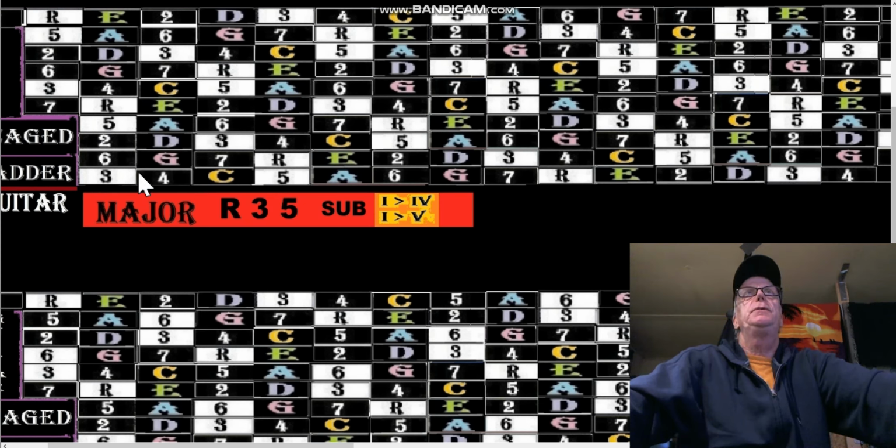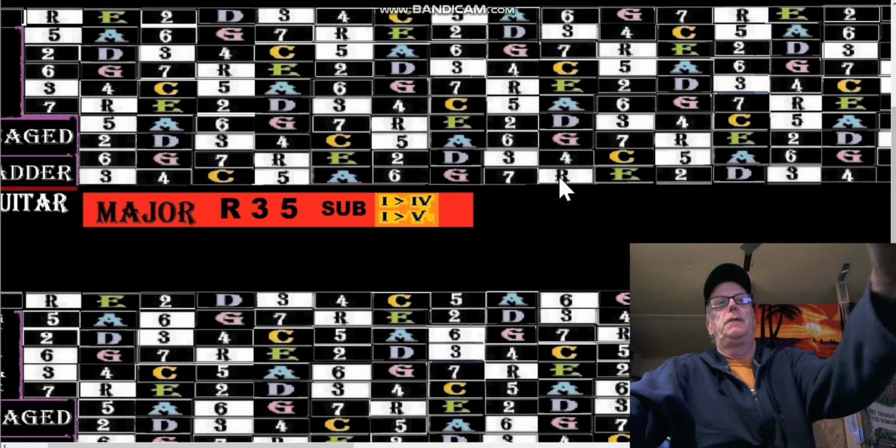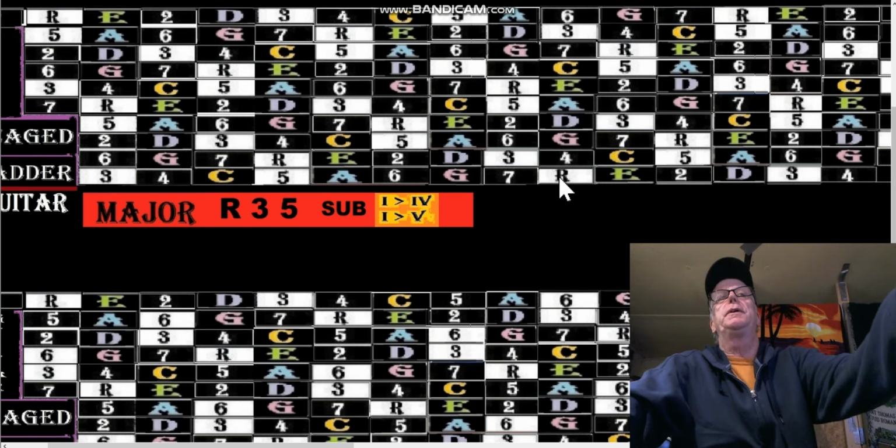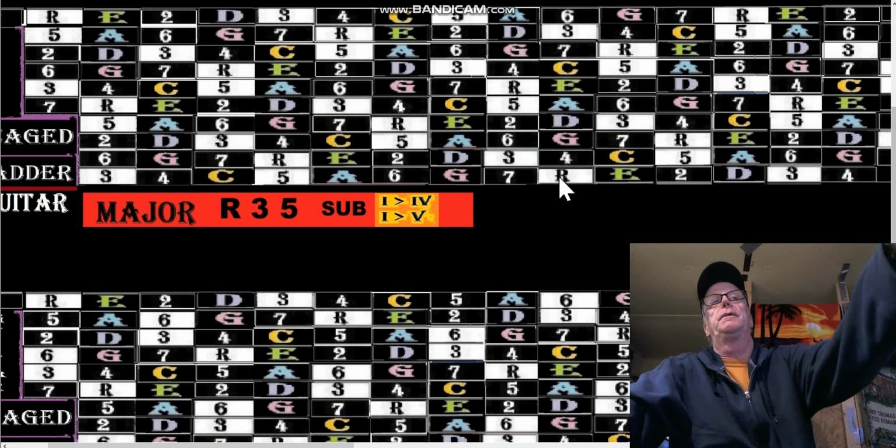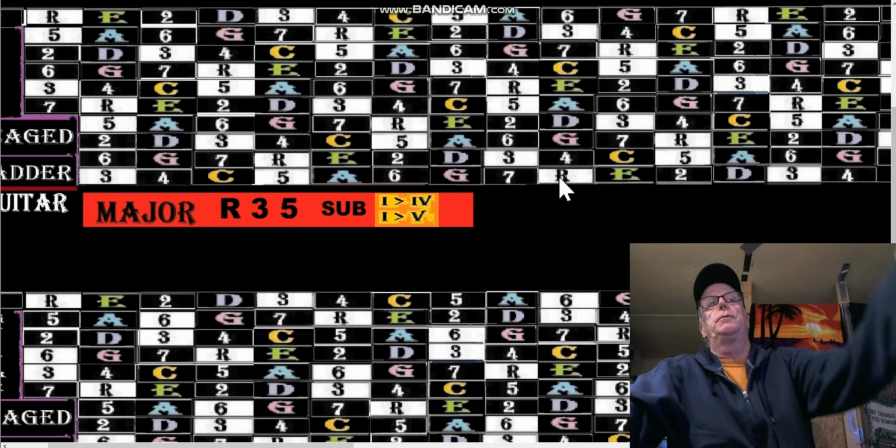Okay, so continuing here, when we do the root, 3, 5 in the C cage, it goes 3, 5, root, 3, 5, root, 3, 5, root. When we want to substitute this into the 4, so we can play a root pattern off of the fourth, that doesn't mean we're going into the key of the fourth. That's not a good note. We're going to stay in the key of C.